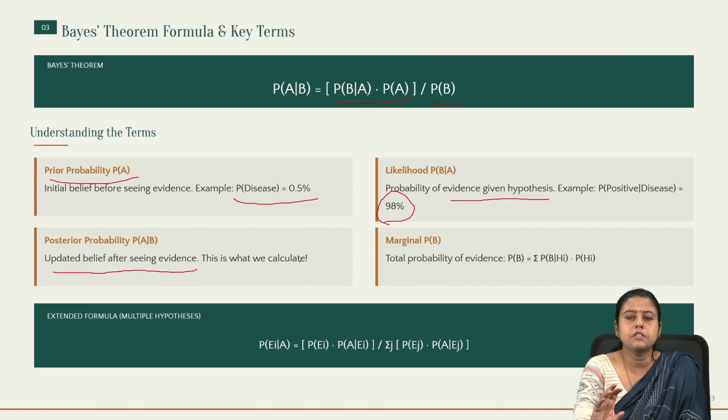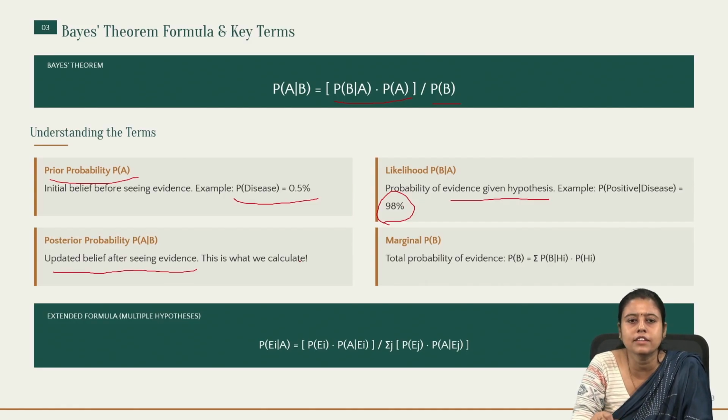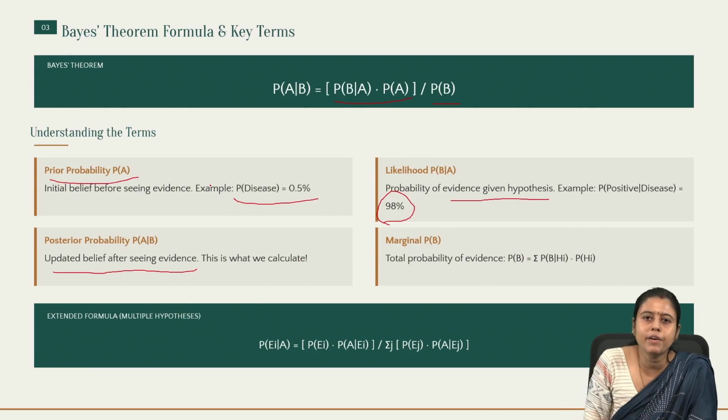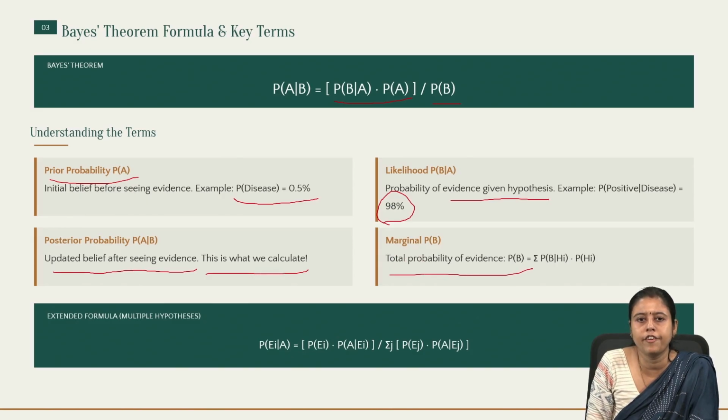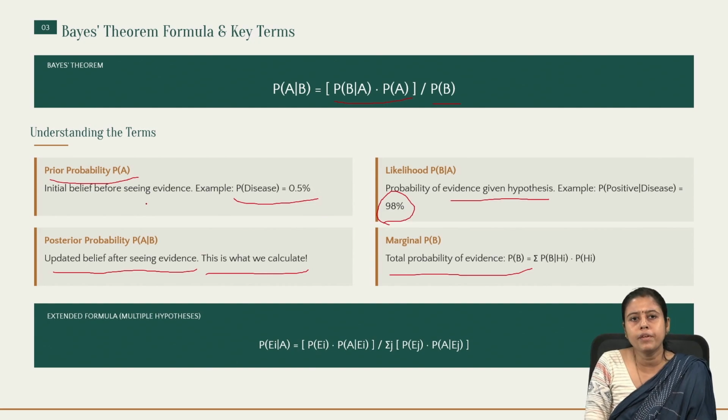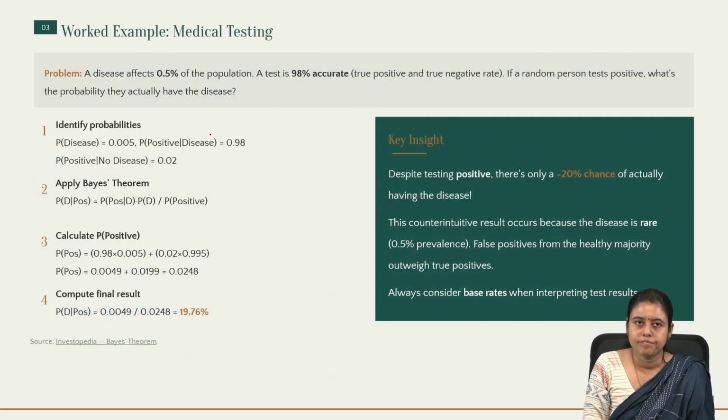If 98% is the true value, it means 2% is not happening. So one value is testing positive and having the disease, and the other is the opposite case. This is what we calculate. And what is the total probability of the evidence? What is P(B)? P(B) means the chance of testing positive.